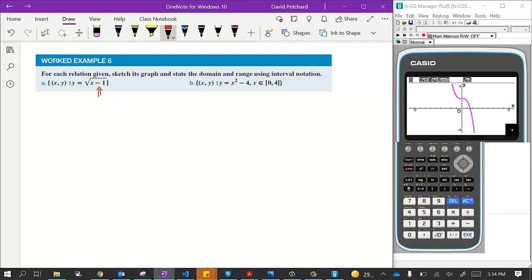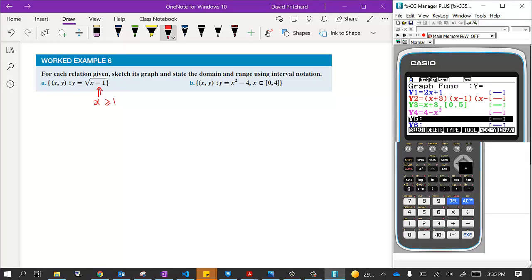We know that square roots are impossible when they become negative. So that means that anything less than 1, so x must be greater than or equal to 1 for this to work. If it's 0 or it's negative, then we get a negative number, and that's impossible. So we'll put this in, we'll graph it. We'll graph this, and we'll look at square root of x take 1.